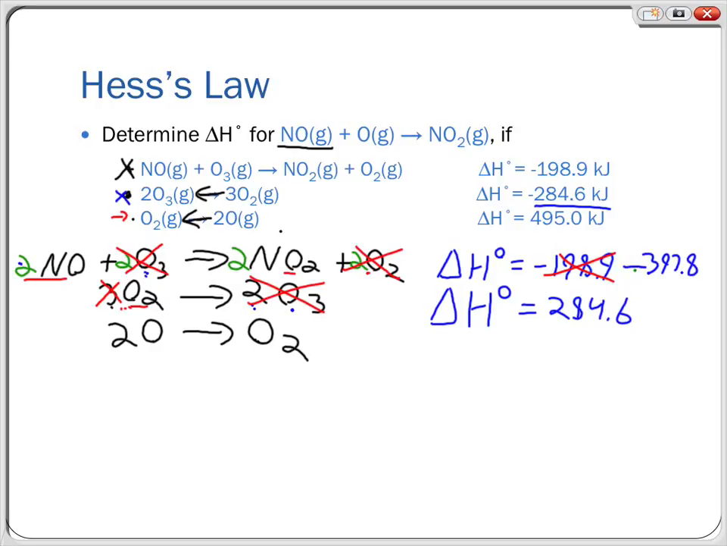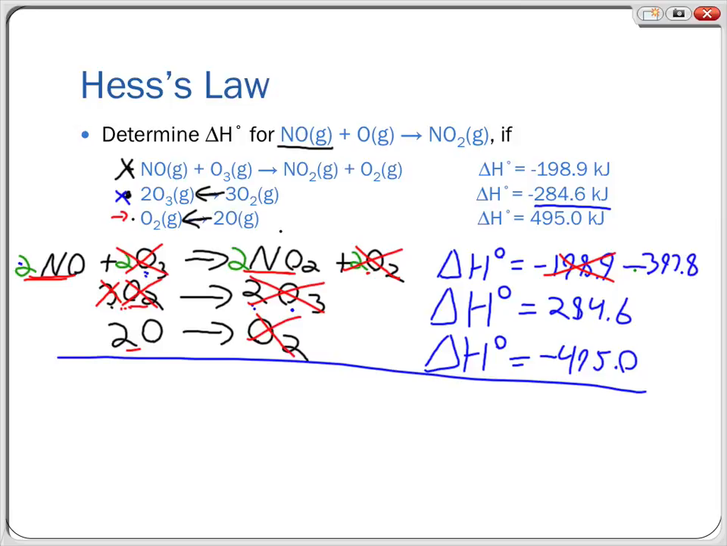Because we had to reverse this, that means that our delta H naught for this is going to be not 495, but it'll be negative 495.0 kilojoules per mole. So once we've got that set up, let's see what it cancels now. In the process of canceling this, the O2 is now gone. So all we have left here is the 2NO, the 2O, and the 2NO2. So let's add these up, see what we get out of this.